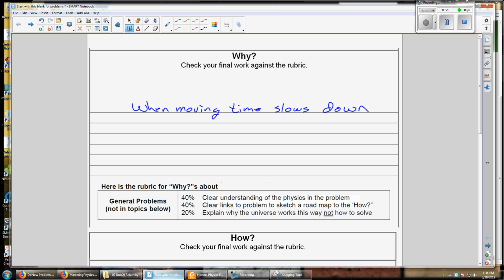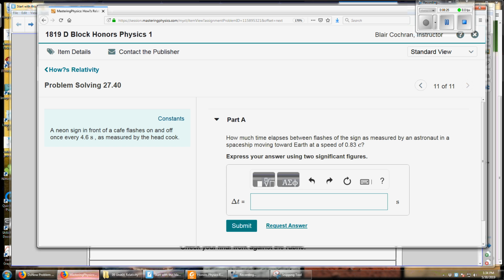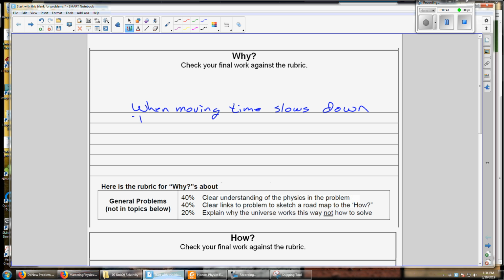So, in this one, if the astronaut is our observer, is the astronaut moving? No. The Earth is moving, right? So, in this, I would put: the sign is moving in the astronaut frame of reference.